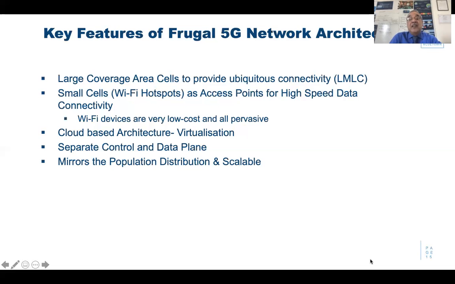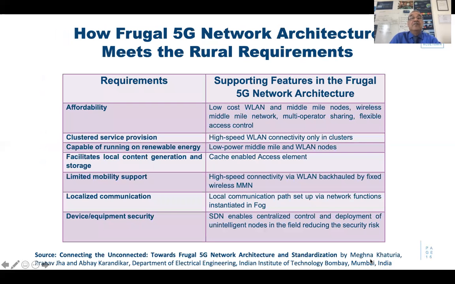Cloud-based architecture is there and going towards virtualization. The control is in the cloud, so they virtualize the control, with separate control and data plane, which is there in 5G also. It mirrors the population distribution and is scalable as per the population, because it's low cost. Access points can be multiplied, and the Wi-Fi spectrum is unlicensed, so you can use, reuse and overuse it. So this is how our vision of the frugal 5G network meets the rural requirements.